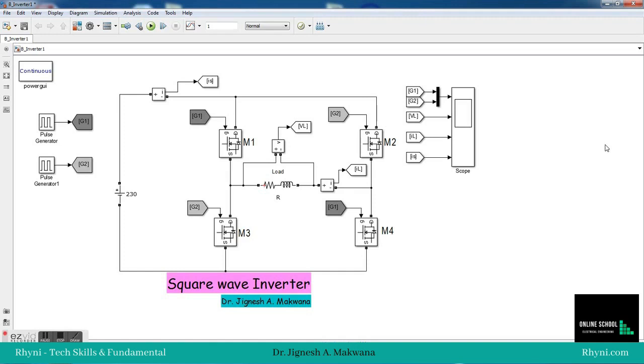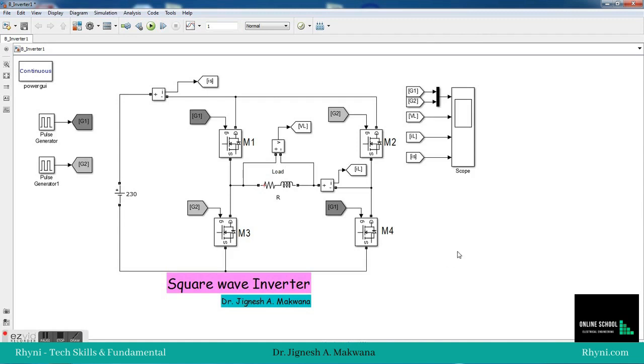Hello, let's understand DC to AC conversion. After studying DC to DC conversion, in DC to AC conversion our main aim is to convert fixed DC voltage into a sinusoidal waveform of either 50 or 60 Hz, depending upon the required frequency. But the very basic form of converting DC to AC is converting DC to a square wave.